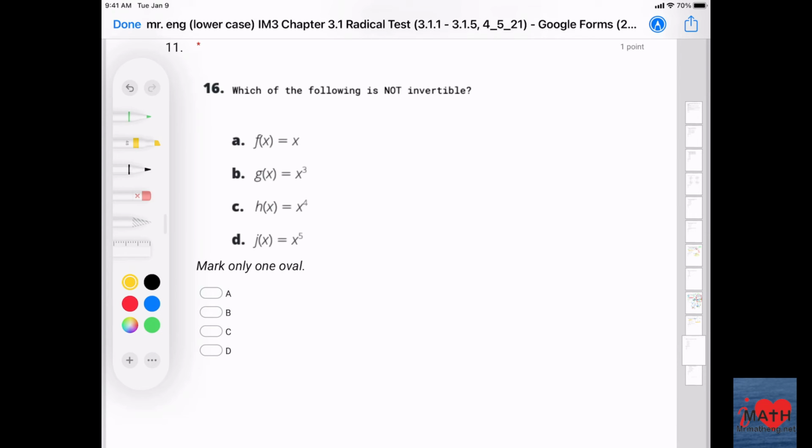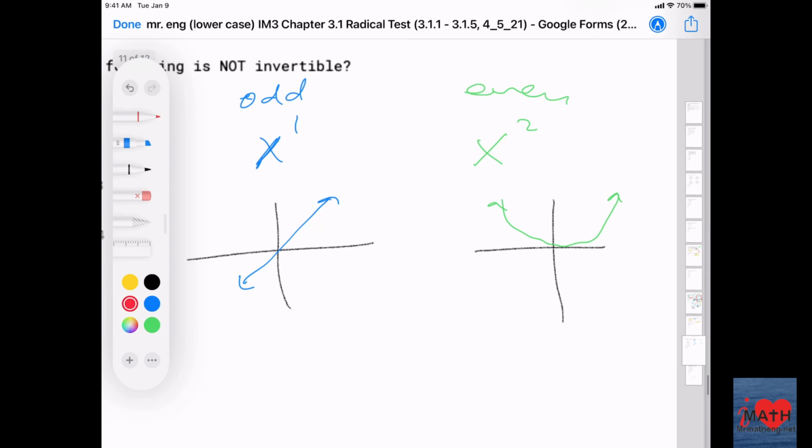All right, question number 16 again is which of the following is not invertible? So to summarize, we had odds and we had evens. The easiest odd we know is x to the first, which you can apply to every odd, and the easiest even we know is x to the second. So if you just draw yourself a quick graph, we've done this before, an odd would be a linear, and then an even would be a parabola.